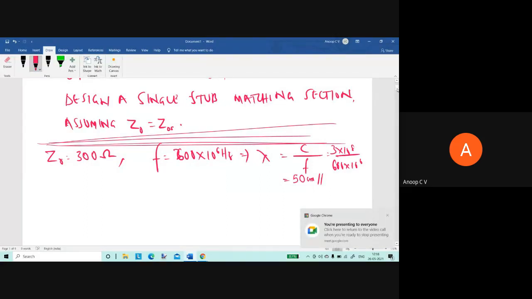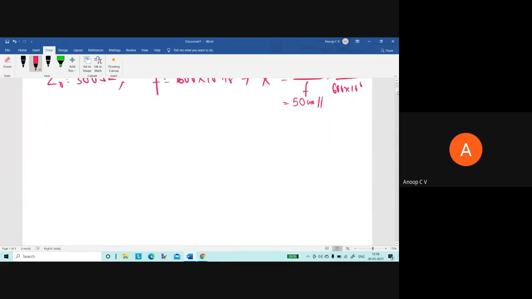So when we are getting things in terms of lambda, we can convert it into centimeter. That's it. So then what else is given? Z0 is equal to 300 ohm. ZL, what was the value of ZL? Can anyone unmute and tell? What is the value of ZL? 600 plus J300, 600 plus J300 ohm. So what is YL? Small zL, the normalized impedance.